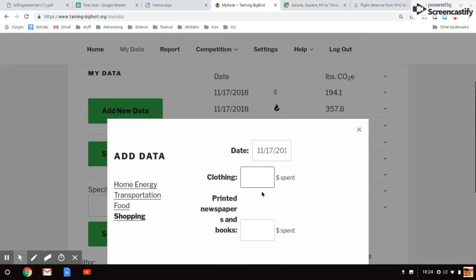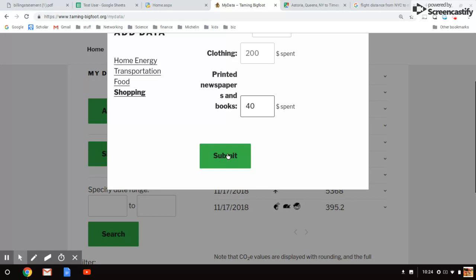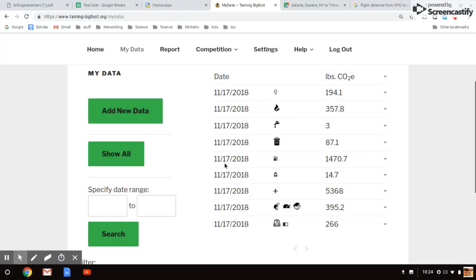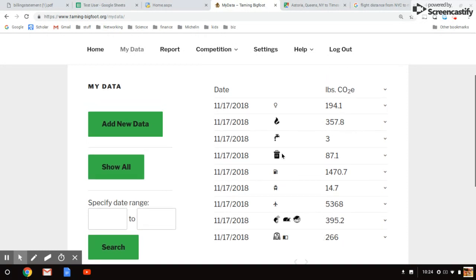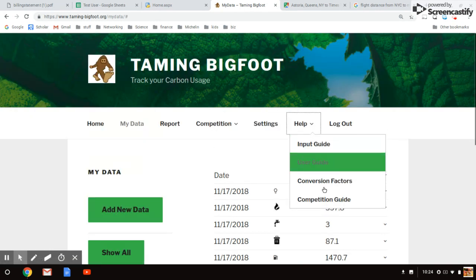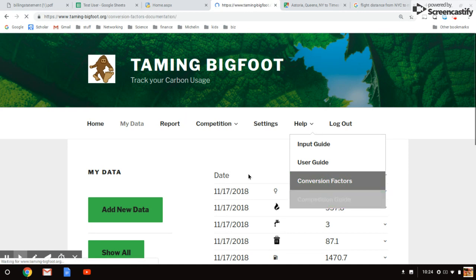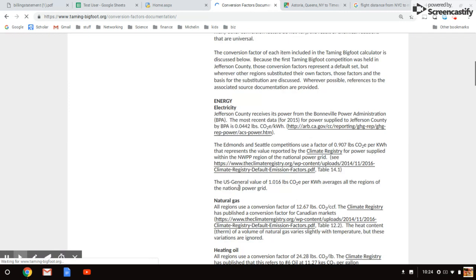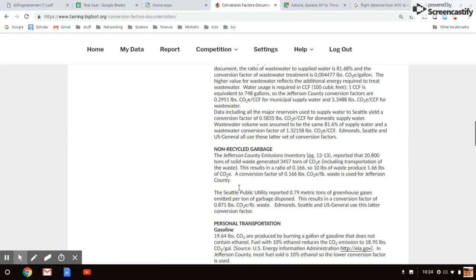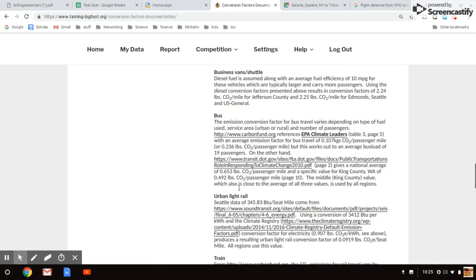Shopping. Okay, they know they spend $200 a month on clothing, and let's say $40 on books and newspapers. Submit. 266 pounds of CO2. Also not negligible. Now, if you're wondering where to find the information of how all this is calculated, you go to help and you can look at conversion factors. And you can find the gory details of how all this stuff is calculated. This is a very well documented website.